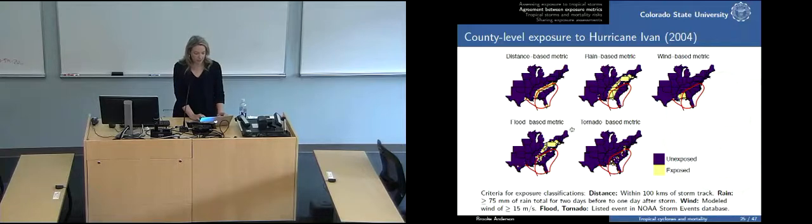The flood-based metric in this case, you can see, follows similar patterns, although it's not exactly the same places. And then interestingly, the tornado metric is picking out some counties in some cases that none of the other metrics had exposures for. And a lot of times tornadoes from the storm happen on the right side of the track as it goes inland. So you get a very different pattern from that.